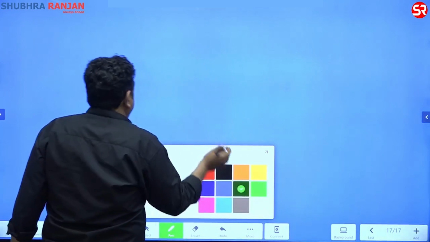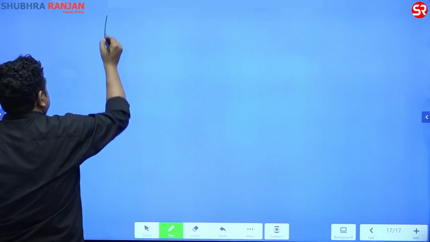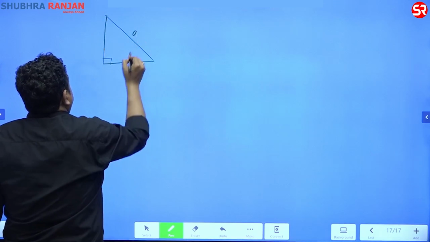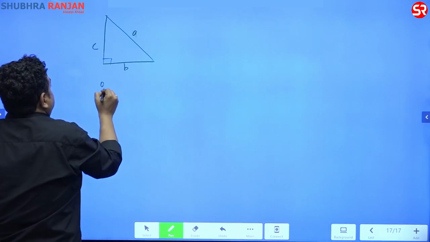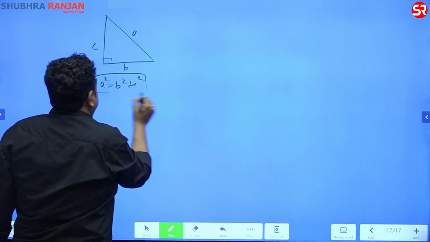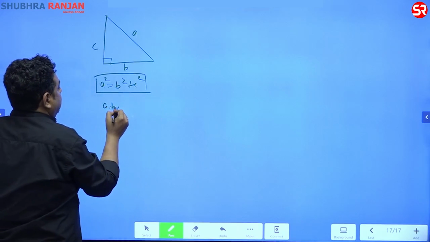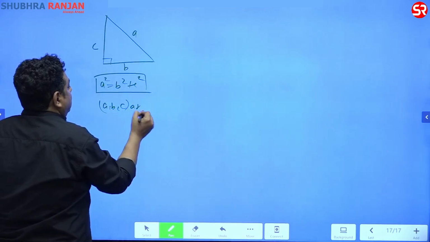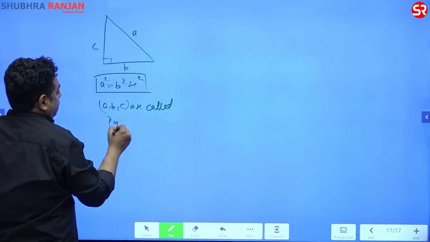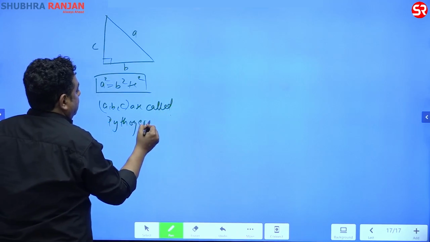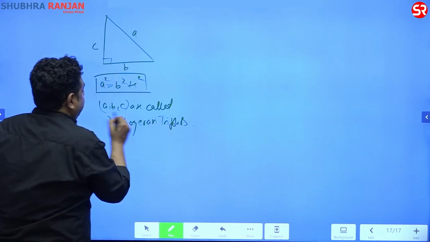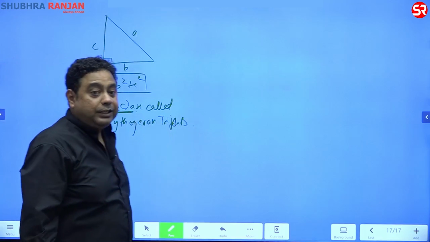I say, guys, the numbers. This is a right angle triangle with sides A, B and C. We know A square is equal to B square plus C square. Then I say A, B and C are called Pythagorean triplets.